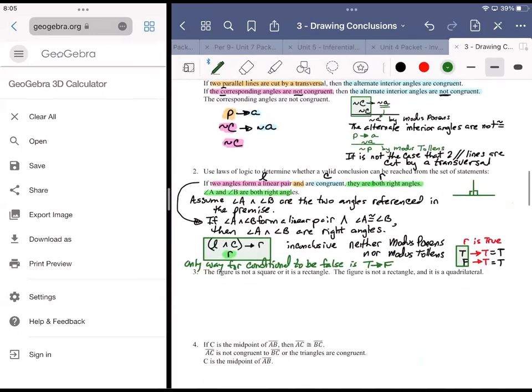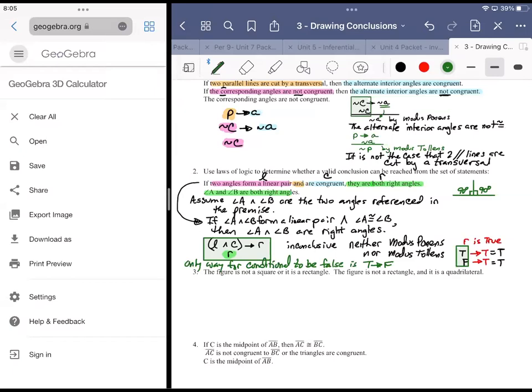So that's the only way it could look. If they form a linear pair and they're congruent, meaning they're equal in measure, then they both have to be 90 degrees. Then they're both right angles. Now, if I tell you that angle A and angle B are right angles, then you would think, okay, well, they must be a linear pair, right?